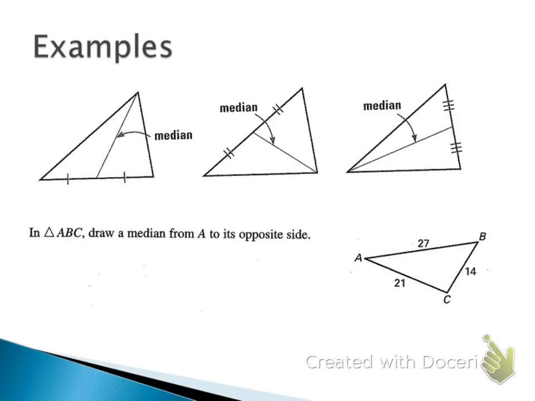So what the definition said was that a median goes from a vertex, so from a corner or a point of the triangle, to the midpoint of the opposite side. We know that this is a midpoint because they label those two pieces congruent. So on each of these we go from a vertex or a corner to the midpoint of the other side. So every triangle will have three medians because it has three vertices.